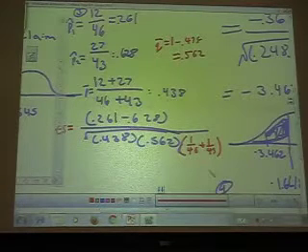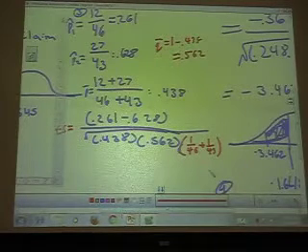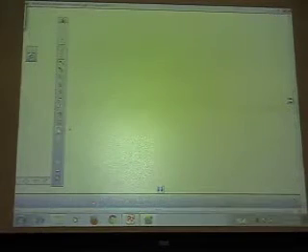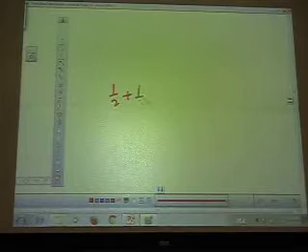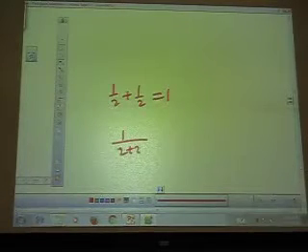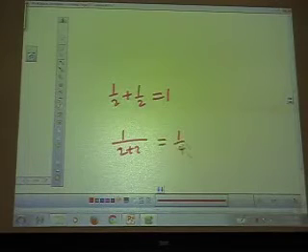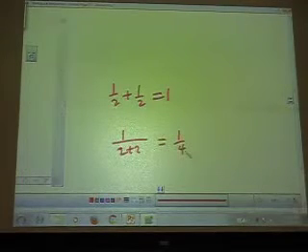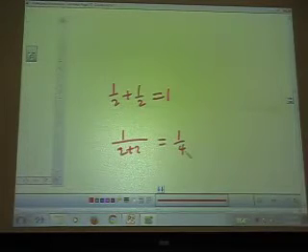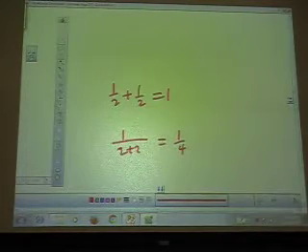What's 1/2 plus 1/2? 1. Everybody on board with that? Right? 1/2 plus 1/2 equals 1. What's 1 over 2 plus 2? 1/4. Those are not the same. Right? You can't do it like that. Everybody good with that part? Okay. Good.